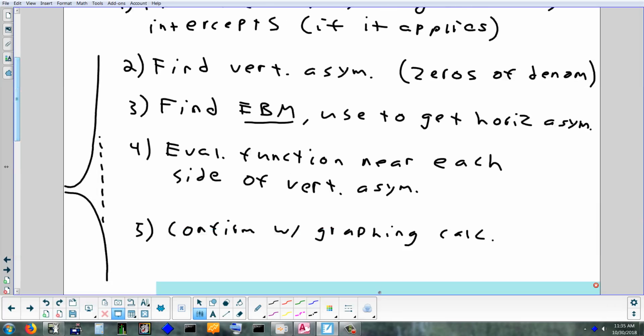Okay, so the real key, the most important thing here is steps 2 through 4. Find the asymptotes and check what happens near them, especially the verticals.